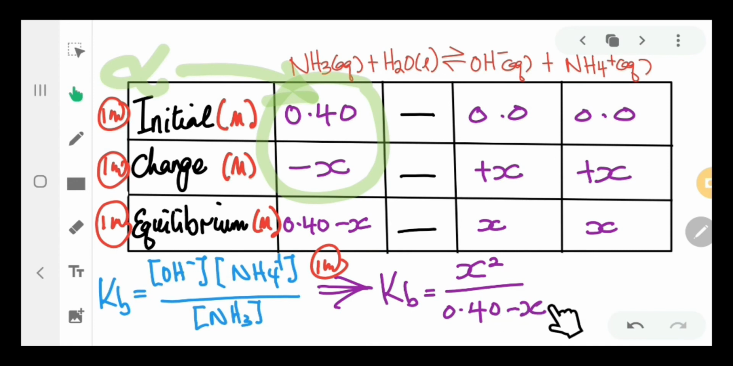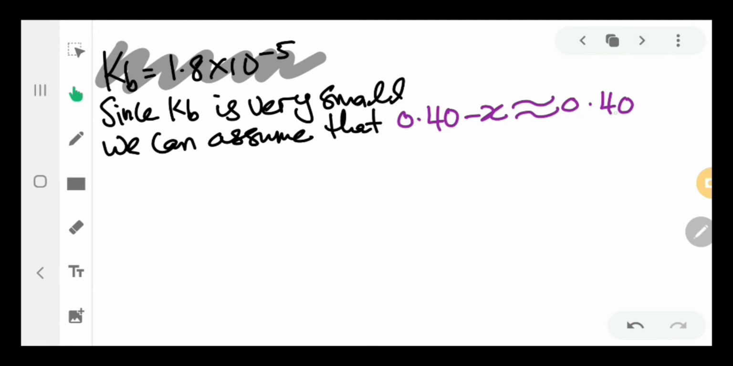So we're going to take this X at equilibrium. It will be approaching 0 because it is very, very small. So when you take this value of X and minus it from this, the value will still be close to 0.40. This assumption is very important because you will get 1 mark. When you write this assumption, you're going to get 1 mark.